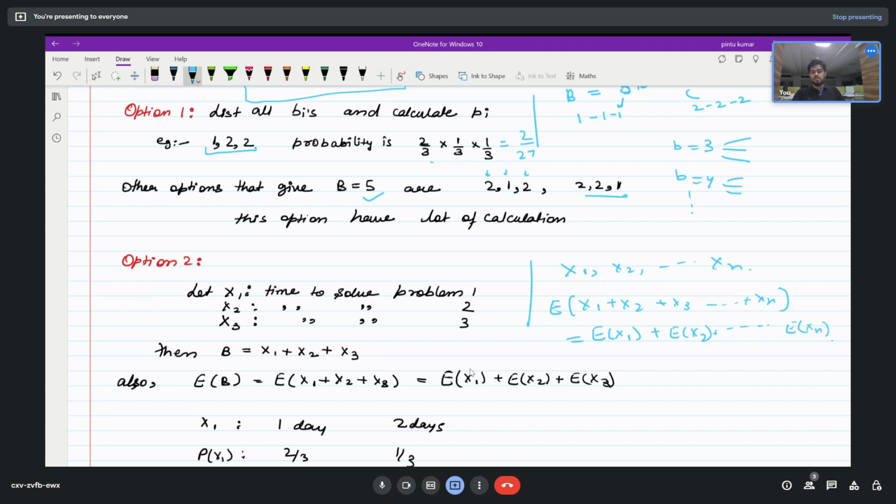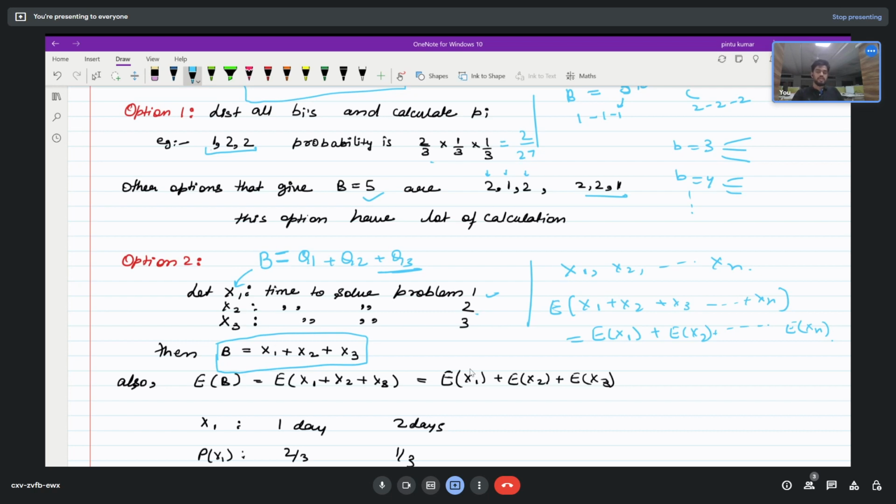So here, if we look at B, it is the event that counts the time taken to solve the questions. If you take x1 as the time to solve problem 1, x2 as the time to solve problem 2, and x3 as the time to solve problem 3, then we can get B. So this random variable B can now be represented as a sum of 3 random variables, right?